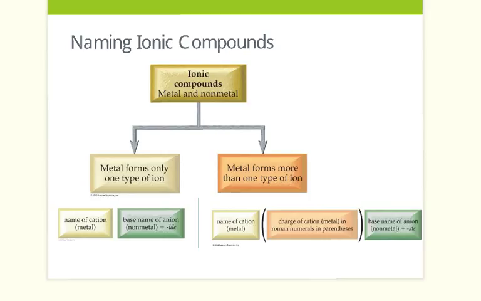how to name them. So for ionic compounds, the first thing, of course, you want to always identify that it is an ionic compound. And what is an ionic compound? It is made up of a metal and a non-metal. Once you've identified that, then you want to ask yourself, does the metal in there form only one type of ion? Or is it possible that it can form more than one type of ion? And then you want to go from there how to name it.